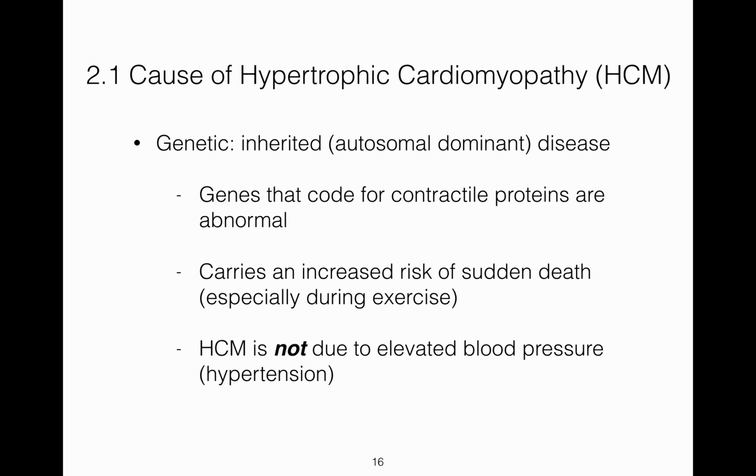Causes. Hypertrophic cardiomyopathy is a genetic disease. That is, it is a result of abnormalities in a person's genome. In hypertrophic cardiomyopathy, the genes that code for contractile proteins of the cardiac myocardium are abnormal. Carriers have an increased risk of sudden death, especially during exercise.